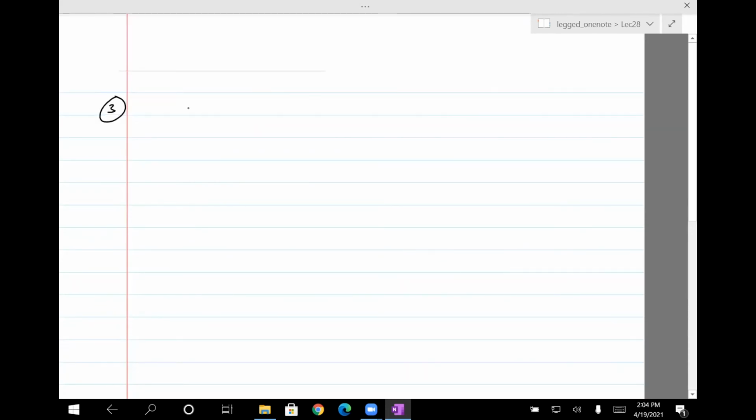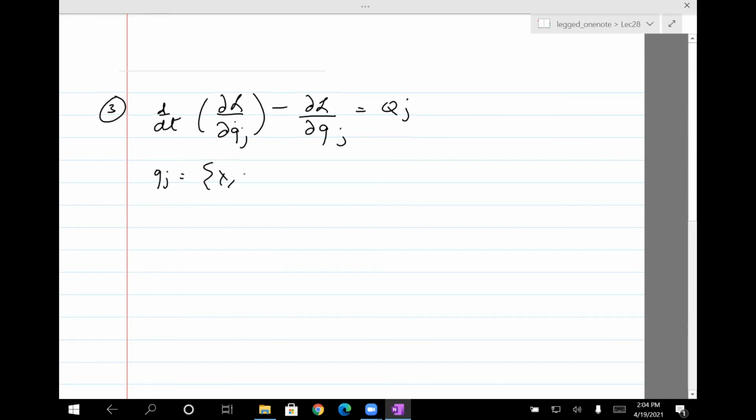The third and final step is to derive the equations using d/dt dL/dq dot minus dL/dq equals Qj, where now qj will be the following. It will be x, y, z, phi, theta, and psi. So it'll be 6 variables, or 6 DOFs, or degrees of freedom. There'll be 6 equations corresponding to 3 translations, 3 rotations.